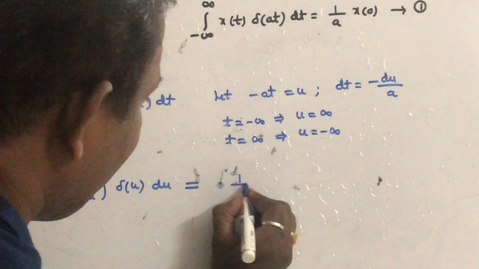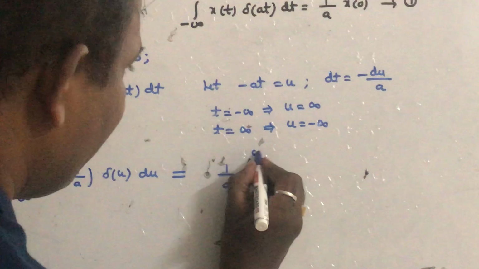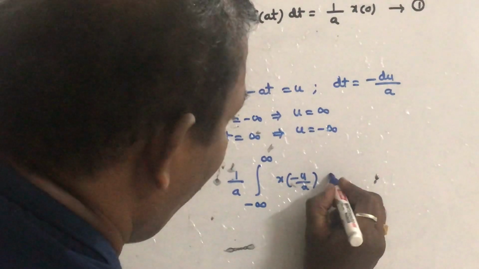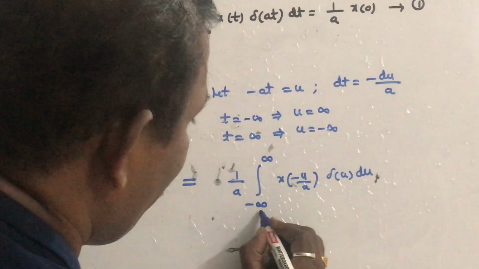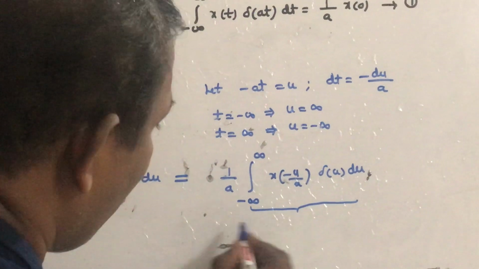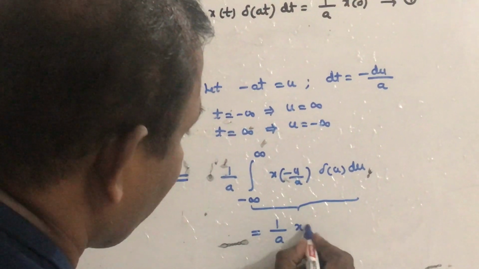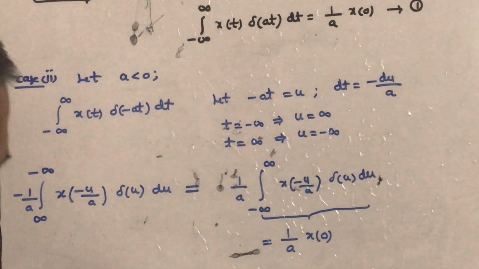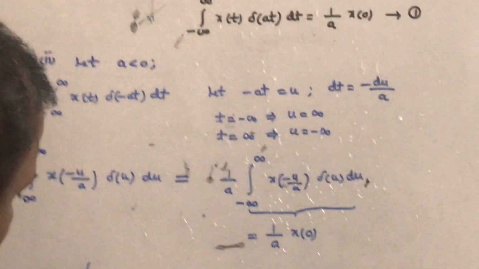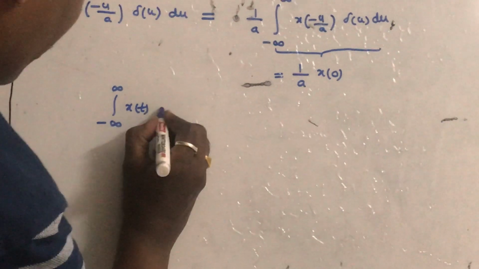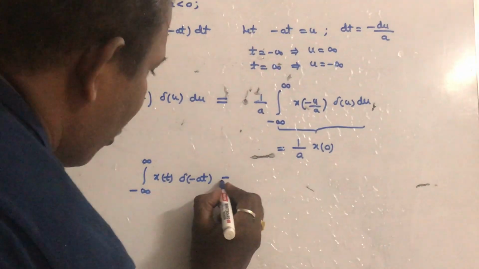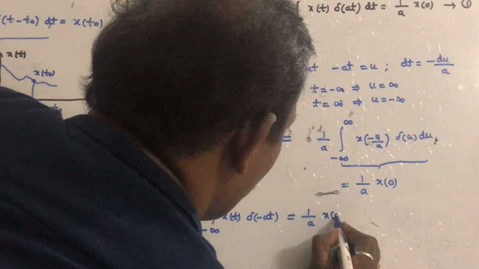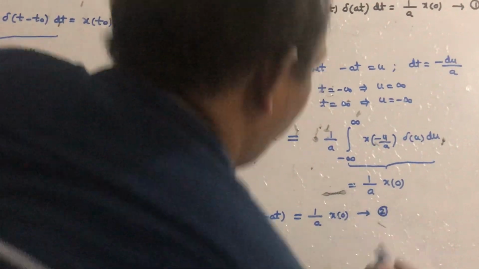So therefore it will become 1 by a integral minus infinity to infinity x of minus u by a del of u du. So from property 1, what will be the answer of this? The answer of this is 1 by a into x of 0. That means u is equal to 0. Substitute u is equal to 0 here, x of 0. So therefore from case 2, what you can write is integral minus infinity to infinity x of t into del of minus at. What will be the answer? Finally we get 1 by a into x of 0. So this is equation 2.